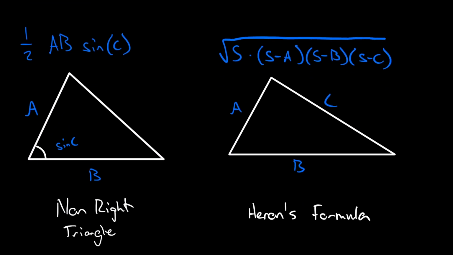And there you have it. You've learned how to find the area of a non-right triangle using 1/2 AB times sine C, when to use Heron's formula, and even tackled a real-life problem using these formulas.